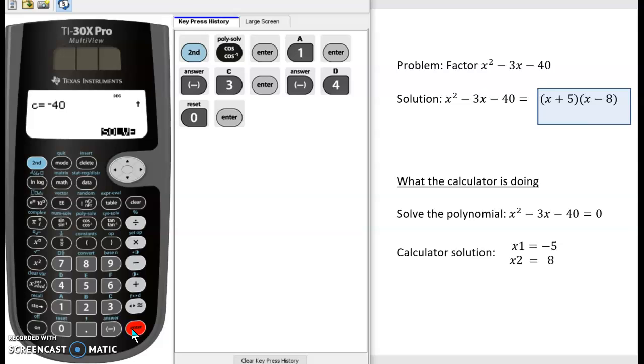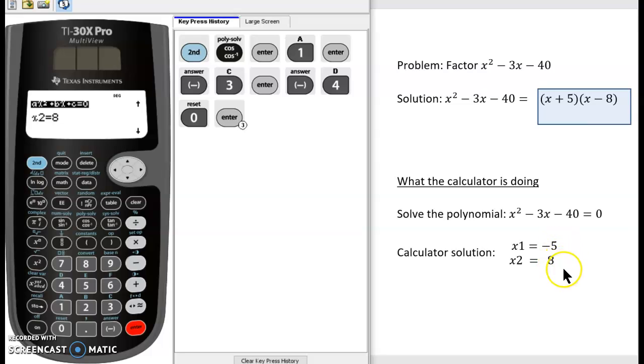Once I hit enter, it will highlight the solve option and then hit enter once again, and it'll show you that one of the solutions is -5. I've got that down here. And then hit enter again. The second solution is 8.